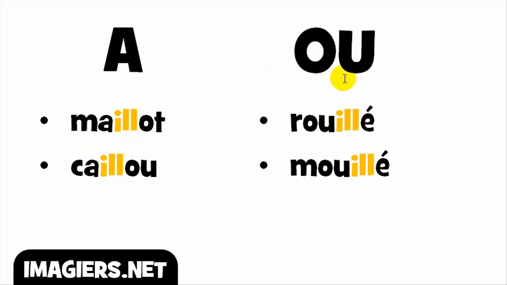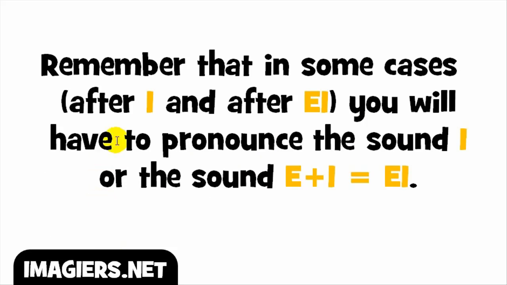So second category, sorry. OU goes like OU. Same thing here, so you've got this ILL. Rouillé. And then same thing here, ILL, mouillé. Of course I tend to insist a little bit, but let's see how they go normally. So rouillé, mouillé. Let's see them one more time. Maillot, caillou, rouillé, mouillé.